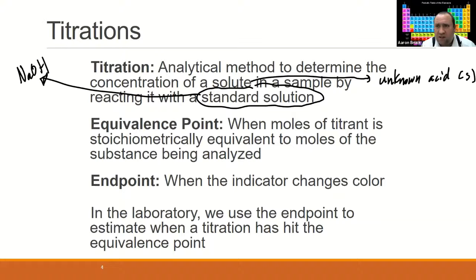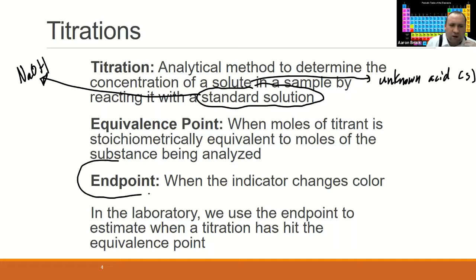But equivalence points, well, they're kind of difficult to see. Take sodium hydroxide, for example. Sodium hydroxide is a clear and colorless solution. Most acids are also clear and colorless solutions. When they react with each other, they give clear and colorless solutions. So it can be really, really hard, even with really great precision techniques like titrations, to find the equivalence point. So we tend to focus on something else instead.